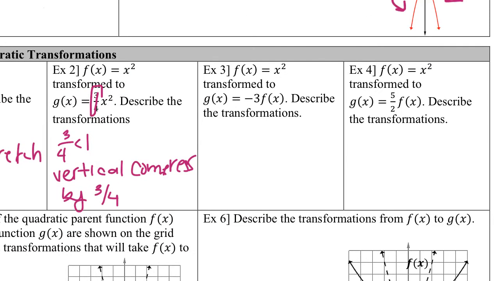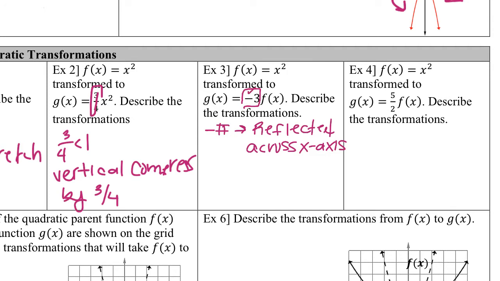Example 3, x squared is transformed to negative 3f of x. So this is in your function notation now because I have this f here, but it's still looking at a because this is still in the a spot. Now, there's really two things that are going on here. Yes, negative 3 is less than 1, but the negative does its own job. So since the number is a negative number, that means it was reflected across the x-axis. That's one transformation. So the negative is taken care of.